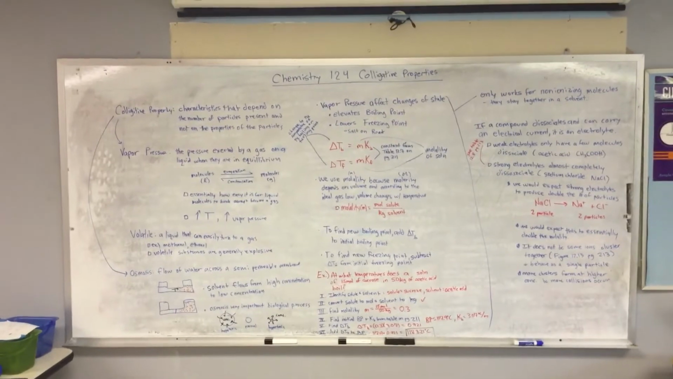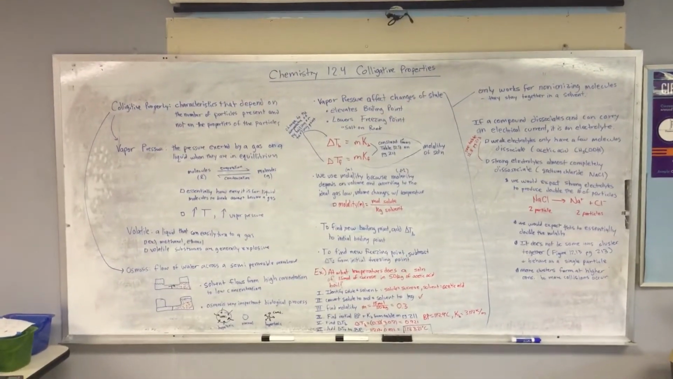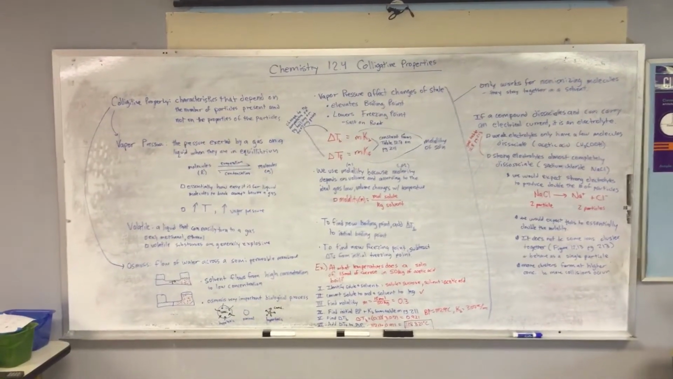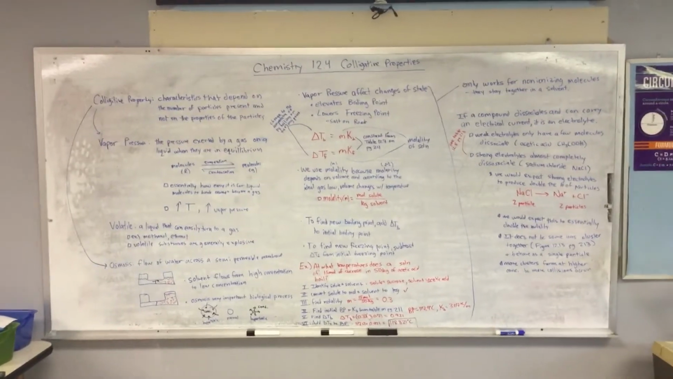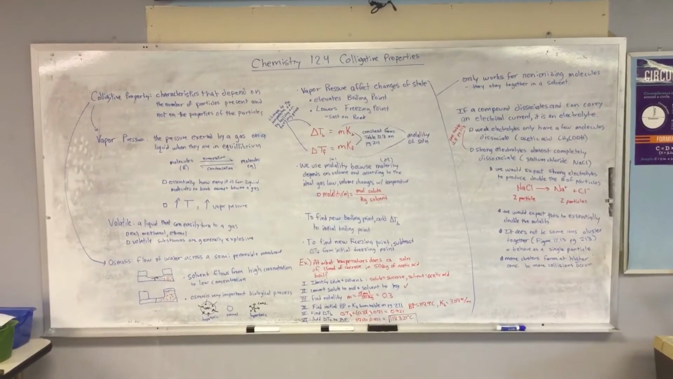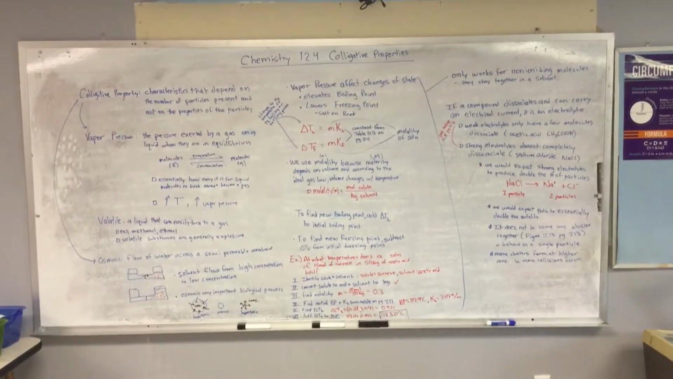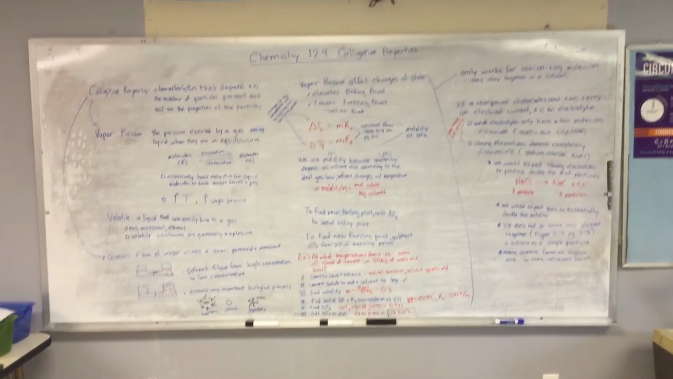Been a busy man. Today we're going over 12.4 colligative properties for chemistry. These are pretty cool, guys, and it's mostly pretty simple. A lot of information on the board, but we'll go through it at a fairly quick pace.